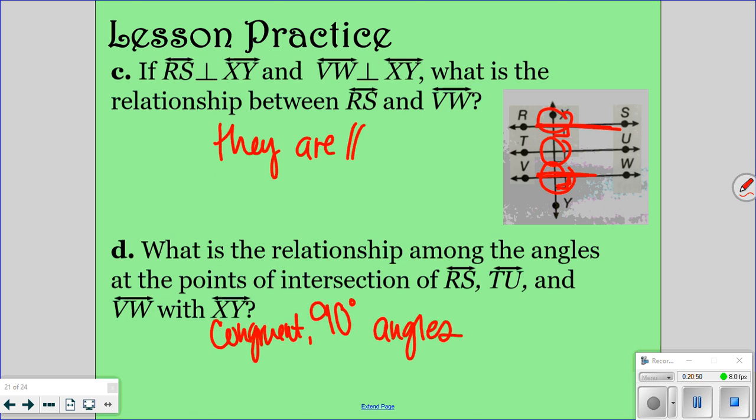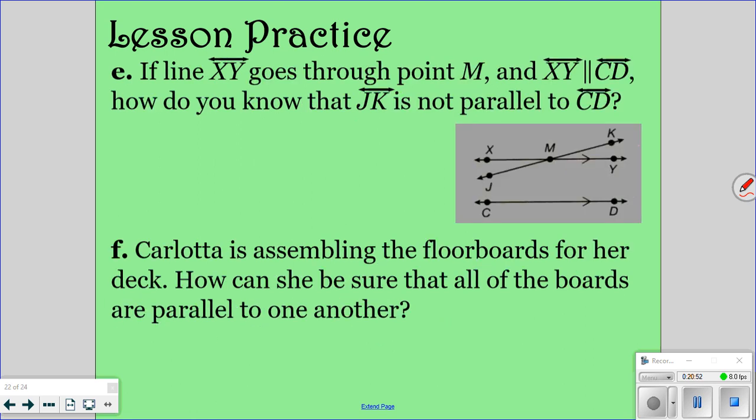Okay? Let's try these two practice problems by yourself, and then y'all unpause the video and I'll go over them. If line XY goes through point M, and XY and CD are parallel, how do we know that JK is not parallel to CD? If you look at the picture, obviously it's not parallel, but what postulate or theorem helps us know that it's not parallel?